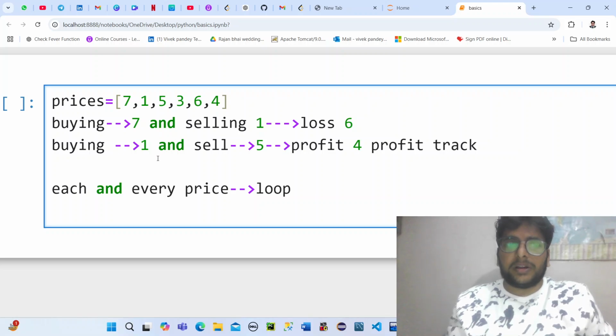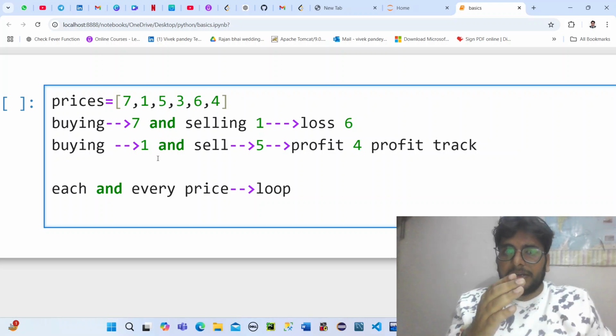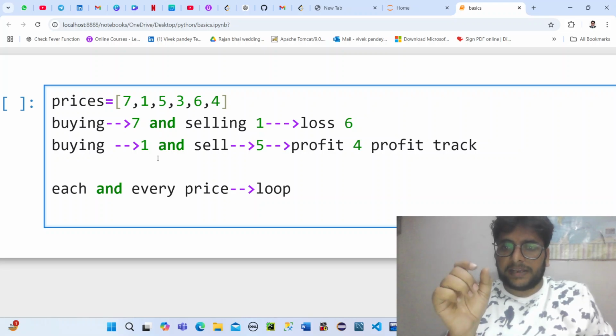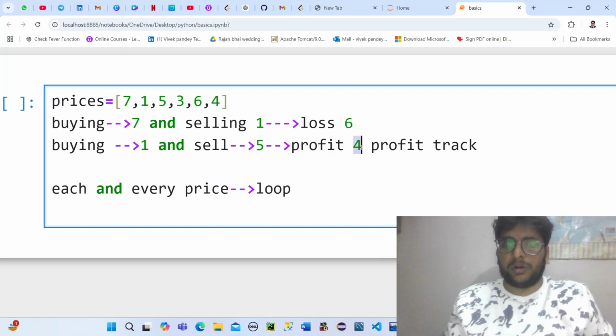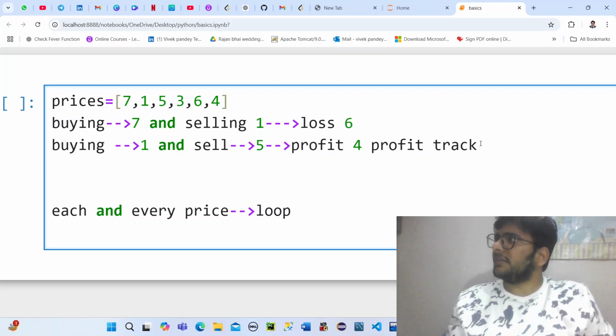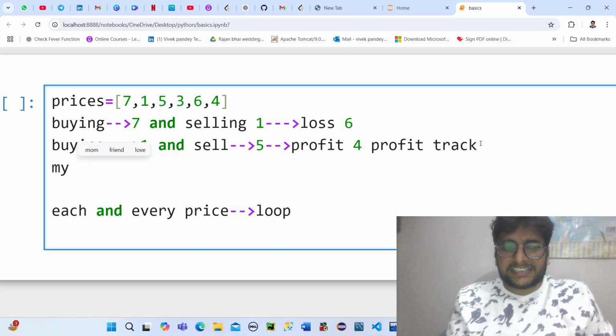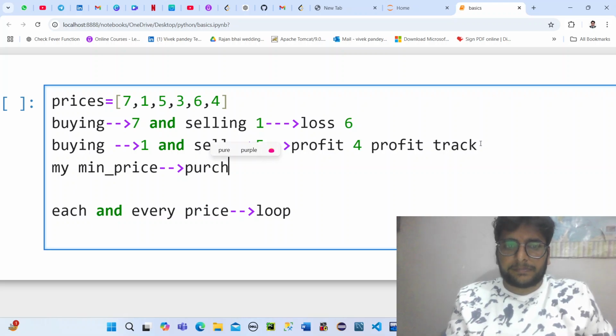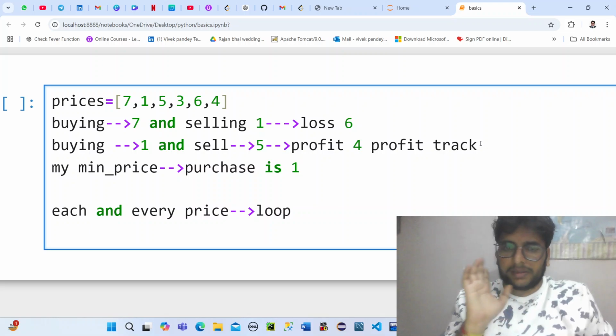Now what is my intention is, now I need to sell it at such a price so that I can get a maximum profit. Here I got 4, but I should get more than 4. Okay, now let's see. One thing is clear by this. What is clear? My minimum price to purchase is 1. Okay, that is clear, noted.